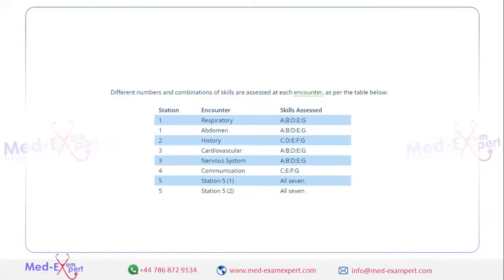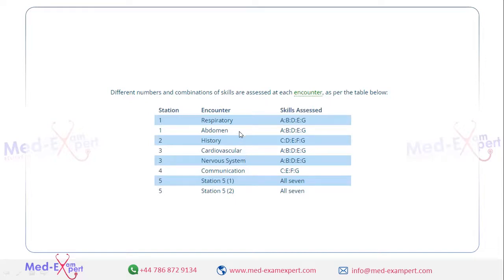Now, we know that there are 5 stations, and station 1, for example, has the respiratory and abdominal stations. You're going to be assessed on 5 skills, as this is a clinical examination station, so you'll not be tested on clinical communication. The history station will test the 5 core clinical skills, except the physical examination and identifying physical signs.